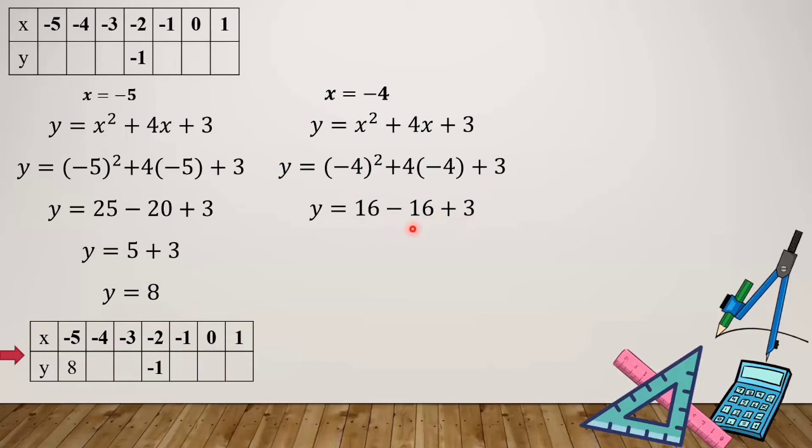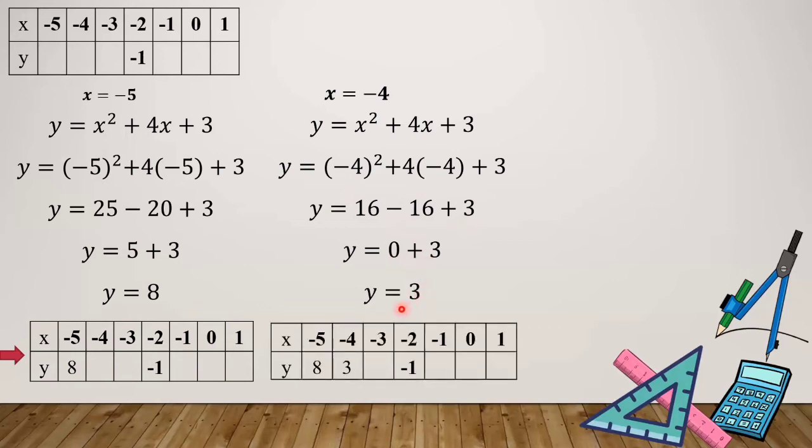16 minus 16 is equal to 0. So 0 plus 3 is equal to positive 3. So if the value of x is equal to negative 4, then the value of our y is equal to positive 3. So how about if our x is equal to negative 3?